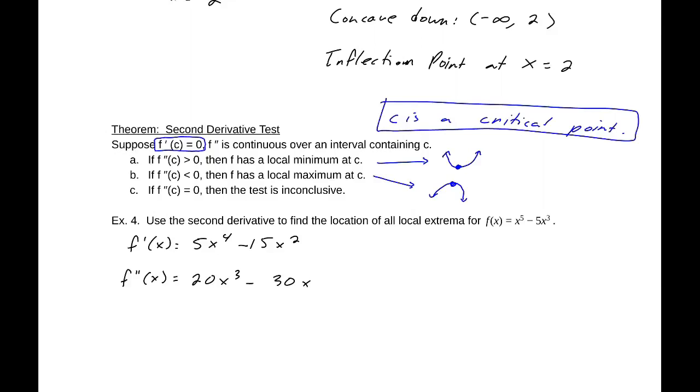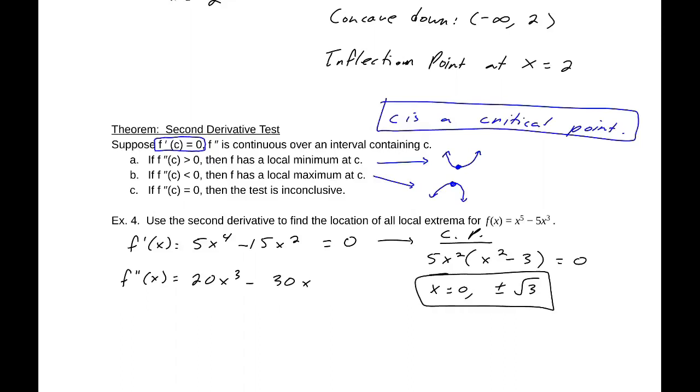Okay, now we need to find our critical points from the first derivative, if the first derivative is equal to 0. To find those, we want to factor this. So how about 5x squared, which would leave us with x squared minus 3. So our critical points are x equals 0 and plus or minus the square root of 3. These are the points we are going to test in the second derivative.